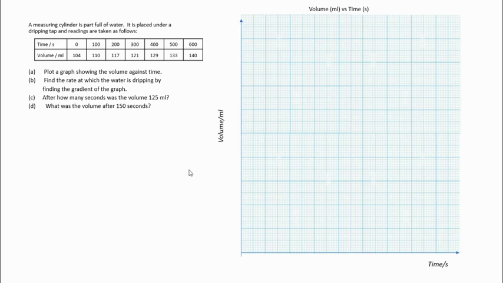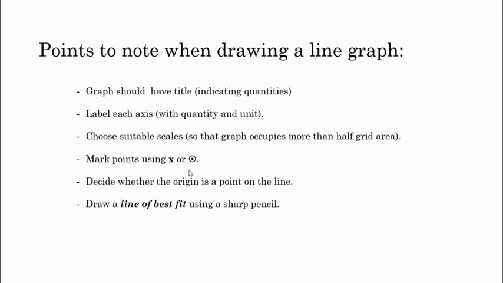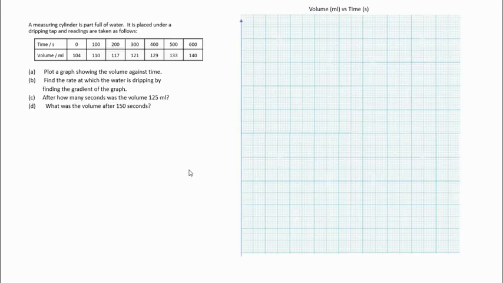Our next step is to choose a scale. And remember, we said the scale must be suitable and it should occupy more than half the grid area. So on the time axis, we have values from 0 to 600. And we want to spread that out so that it takes up as much of the page as possible.